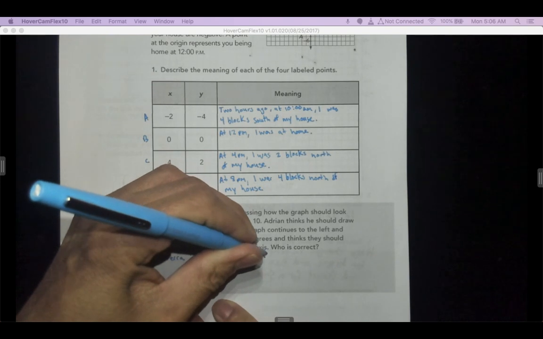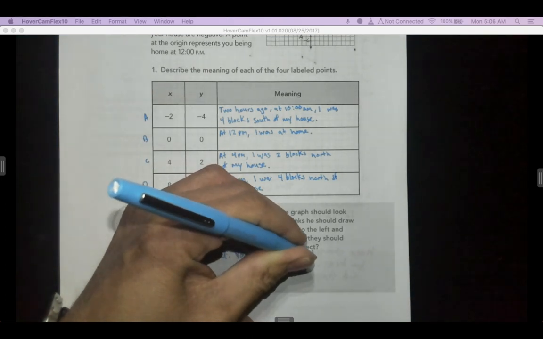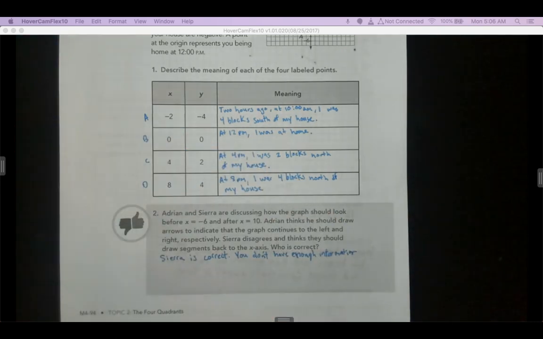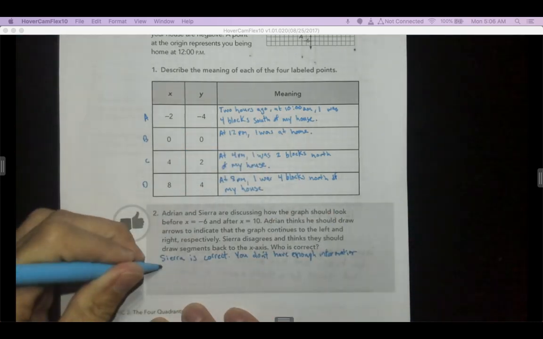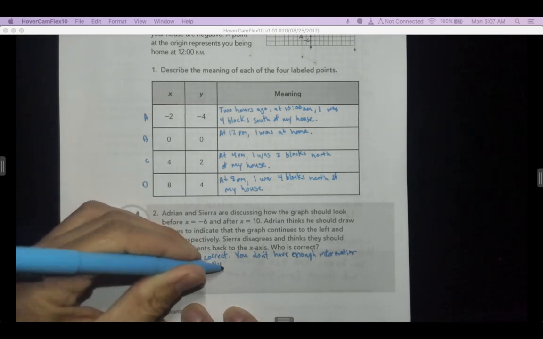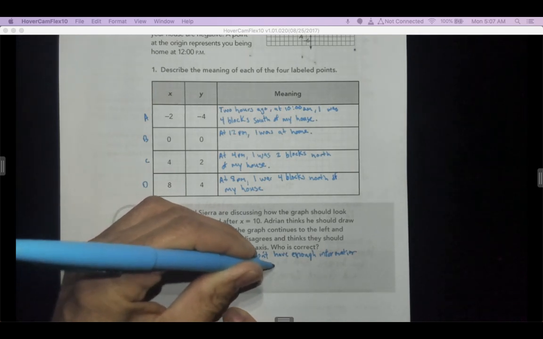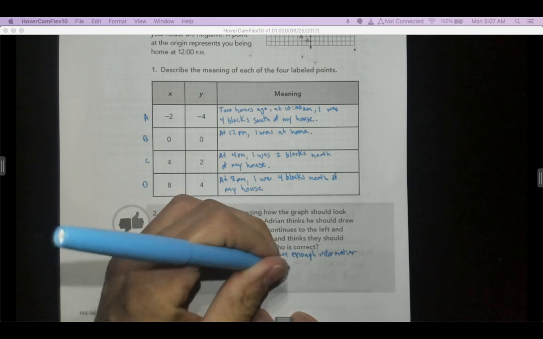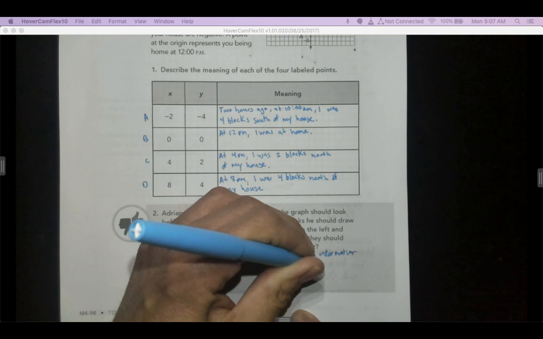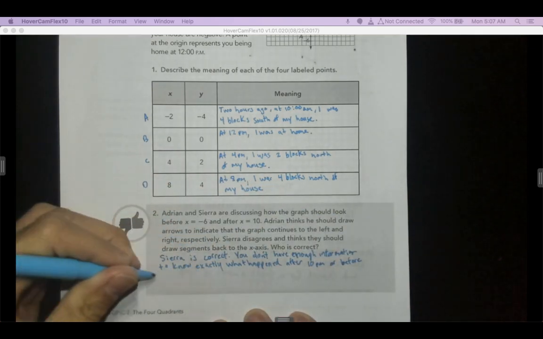You don't have enough information to know exactly what happened after 10 p.m. or before 6 a.m.